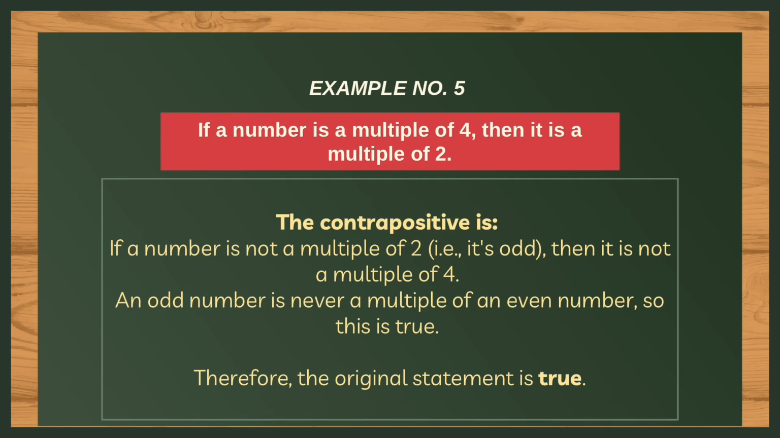For the last example, if a number is a multiple of 4, then it is a multiple of 2. The contrapositive is, if a number is not a multiple of 2, then it is not a multiple of 4. An odd number is never a multiple of an even number, so this is true. Therefore, the original statement is true.